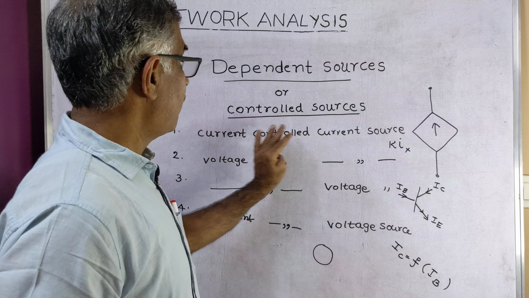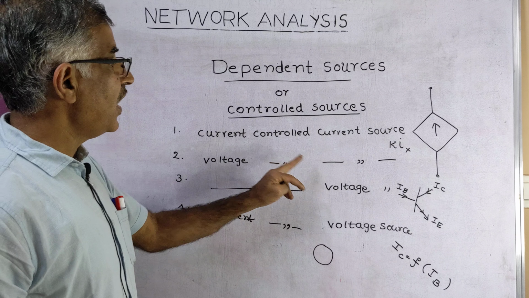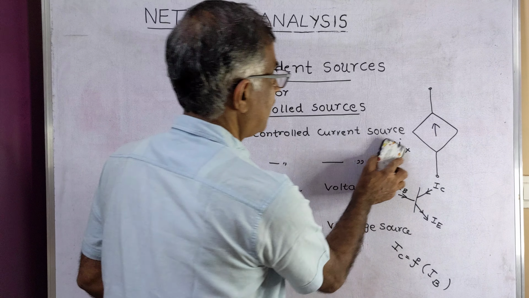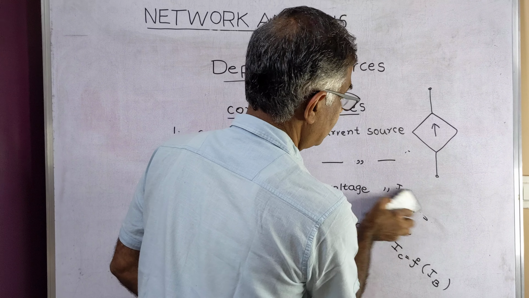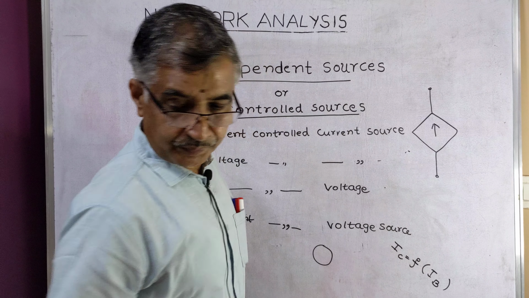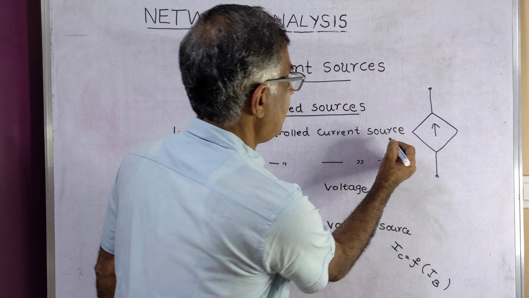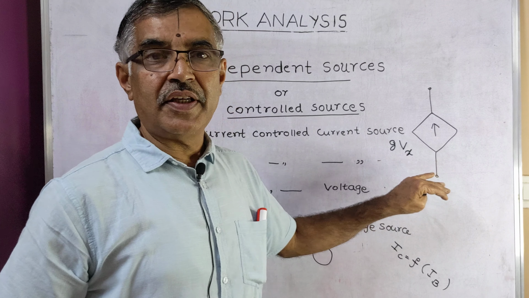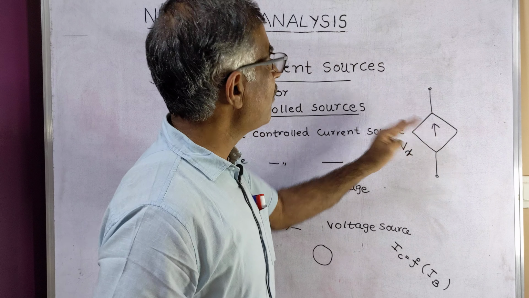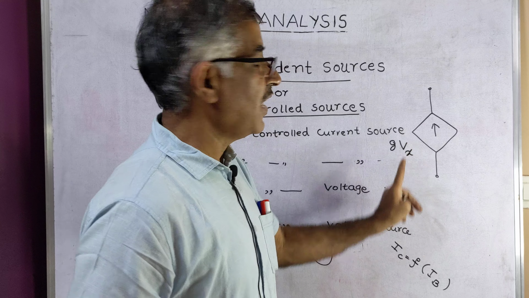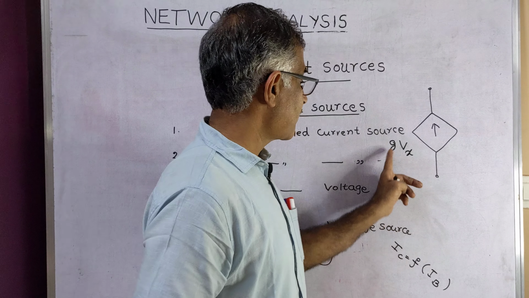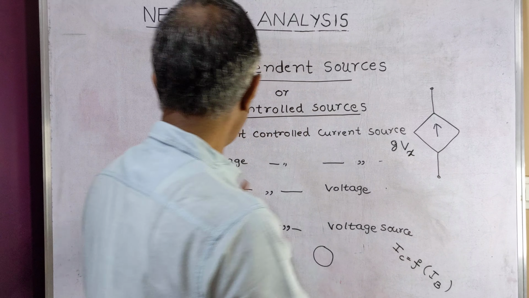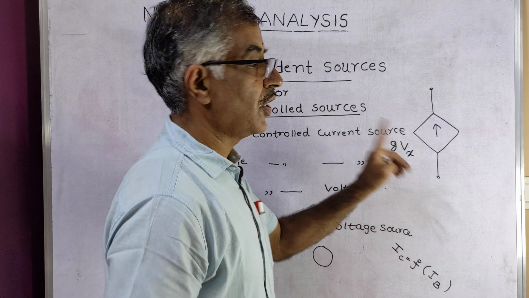This is first one. Second one is voltage controlled current source. So same current source, but here voltage controlled, GVX. So Vx is a voltage elsewhere in the circuit. It is influencing this value GVX. So G is a constant. So Vx is influencing this, and hence it is called as voltage controlled current source.